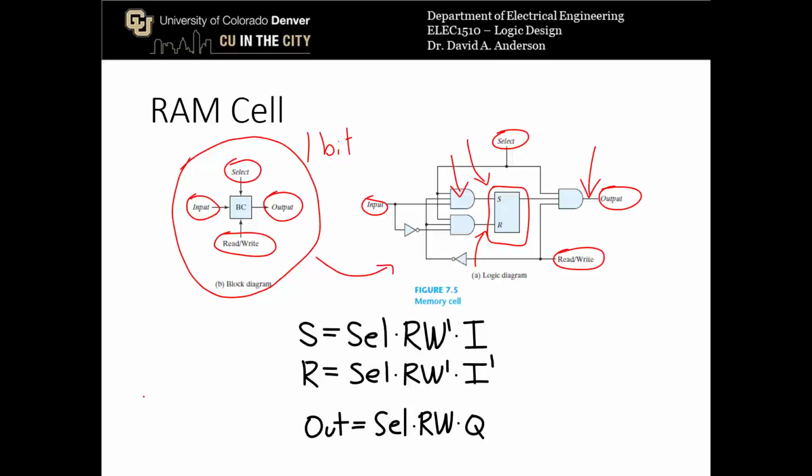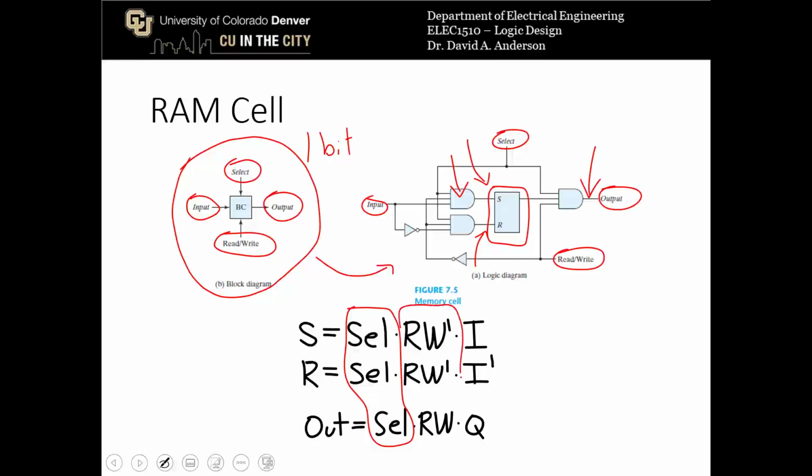So let's analyze the operation of the RAM cell. When the select line is a 0, S, R, and out are all going to be 0. For an SR latch, when both of the inputs are a 0, it just maintains its current state. So nothing's going to change. The output will be a 0. This means that the cell isn't selected.